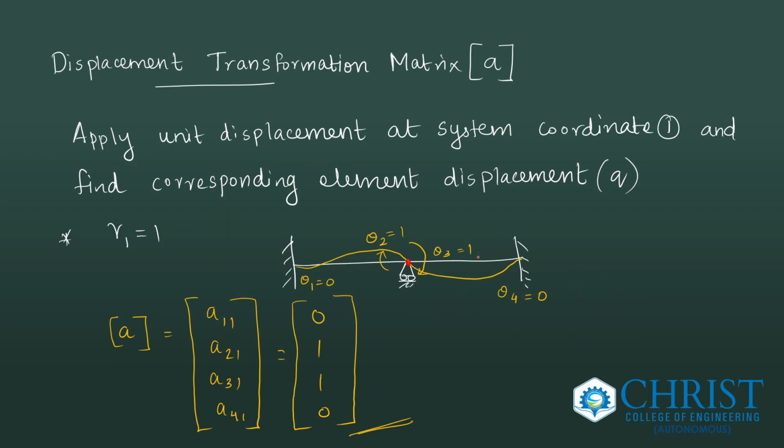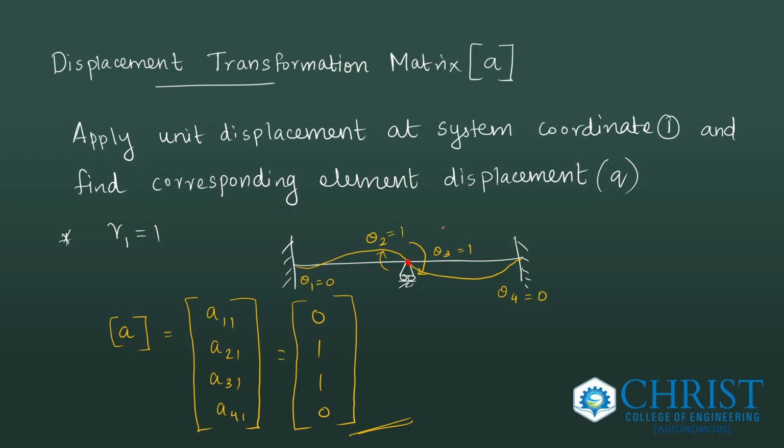Basically, the meaning is that the displacement transformation matrix is nothing but the displacement of the elements when we apply a unit system displacement. That is, when we apply R1 equal to 1, or unity, the corresponding element displacement values are called the displacement transformation matrix. So it is nothing but the displacement value itself.